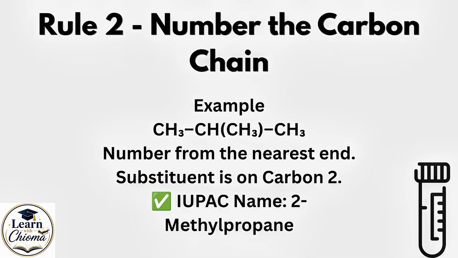The second rule is to number the parent chain. Start numbering from the end that gives the lowest possible number to the functional group, multiple bond, or substituent. This is called the lowest locant rule. It is best to do upper and lower numbering so as to get the side with the lowest sum of numbers. Correct numbering ensures that the final name follows IUPAC standards and avoids ambiguity.